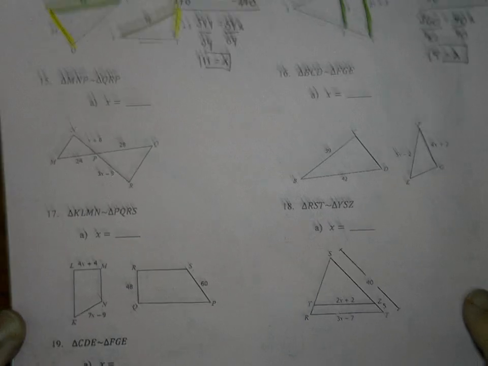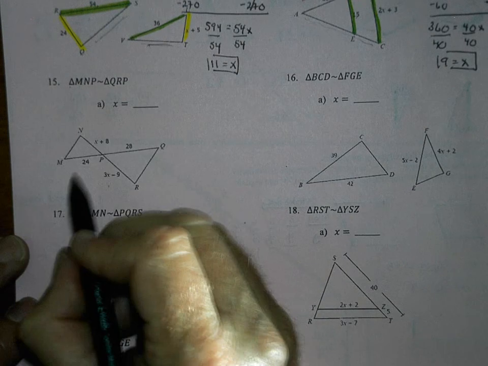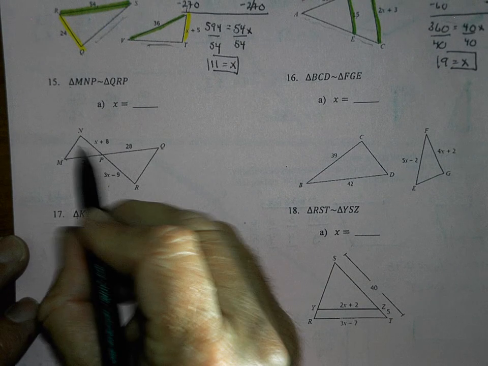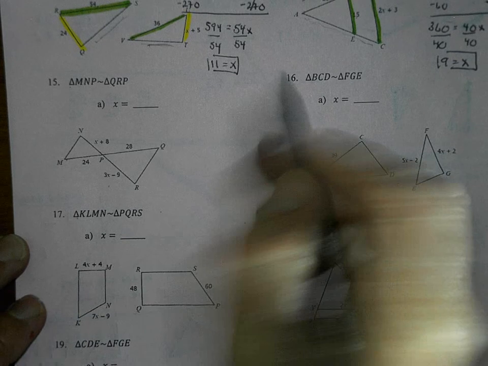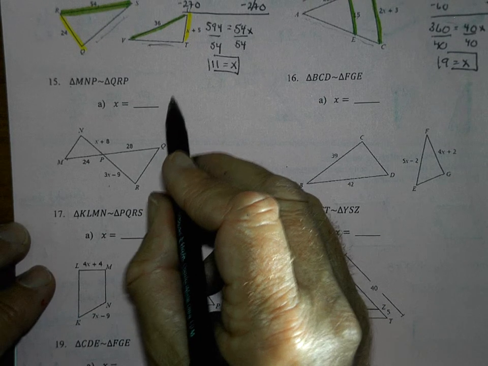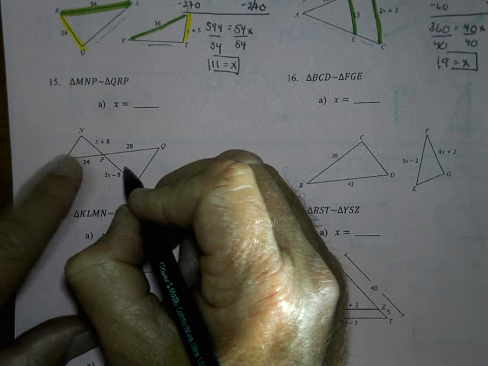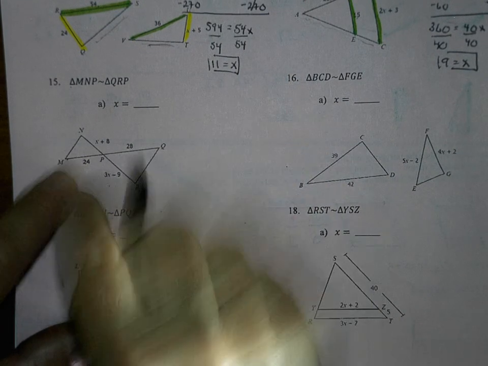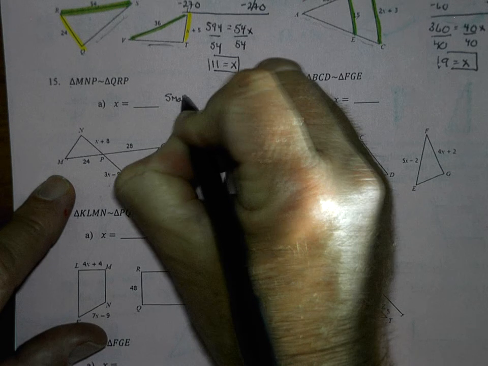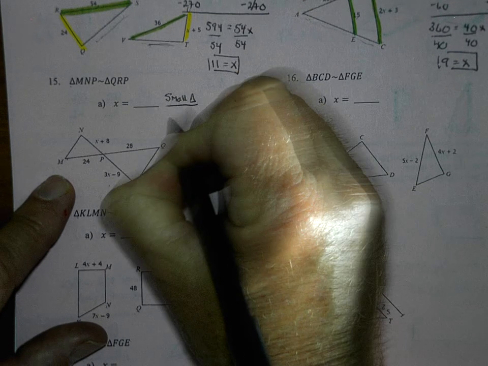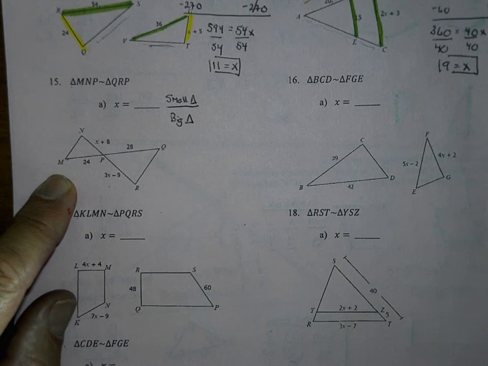Same idea, different type of looking shape. Notice we are told that triangle MNP, so that triangle there, is similar to triangle QRP. Okay, so the first thing I'm going to do is write out all the ratios that I could write out. Now for this one, just because the smaller triangle is on the left, that's the first thing my eye looked at. When I write out my ratios here, I'm going to put the small triangle's values in the numerator. I'm going to put the big triangle's values in the denominator. Okay, and let's get started.